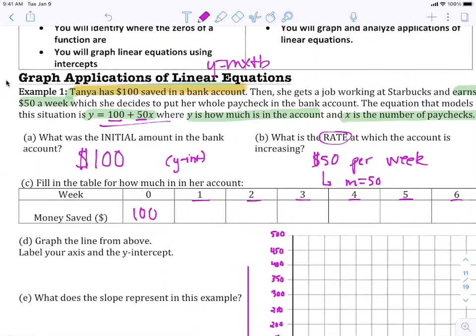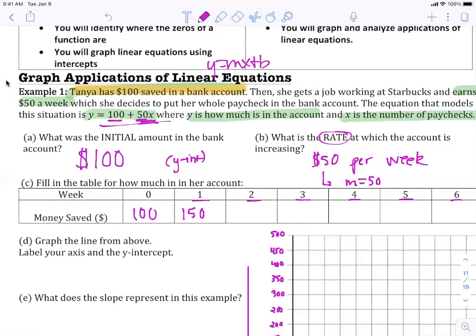So after 1 week, how much is she going to have saved? Well, she has $100 plus the next 50 that she's going to be putting in the account. So she's going to really have 150. And every single time, she's going to be adding 50. That's kind of the trend. That's the whole point of the change. That is our slope.